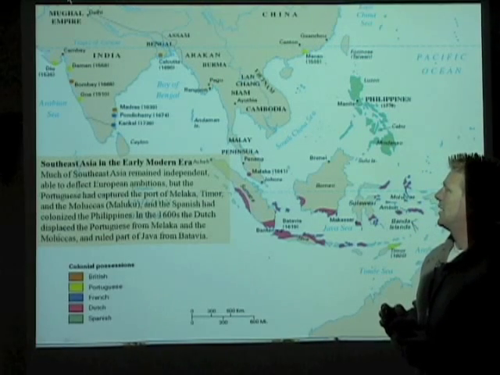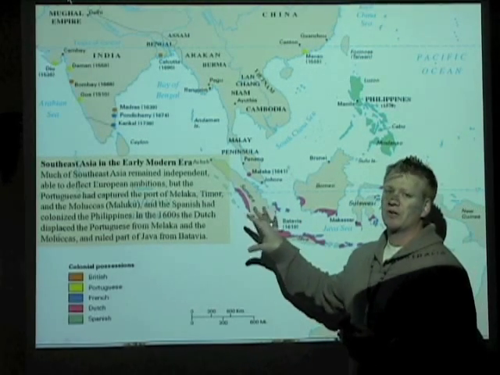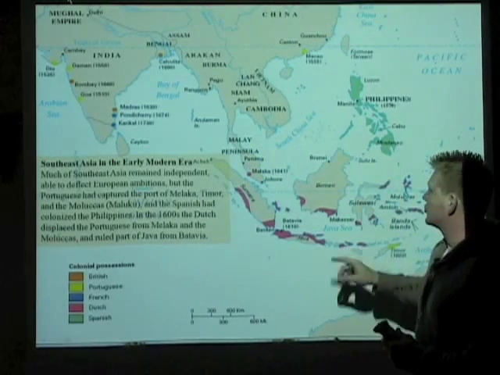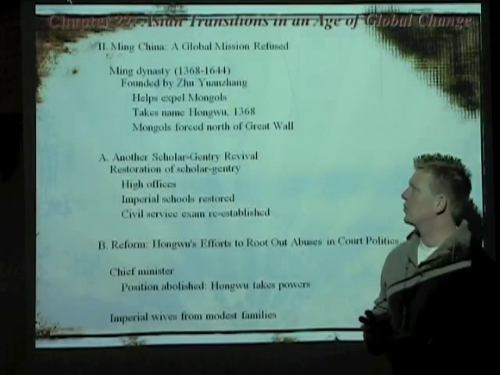Excuse me. And again, make sure you're looking at the maps. You're having an understanding of where areas are. This map also lists major port cities that you're going to have and who is controlling those port cities.